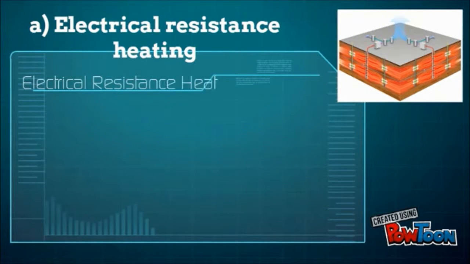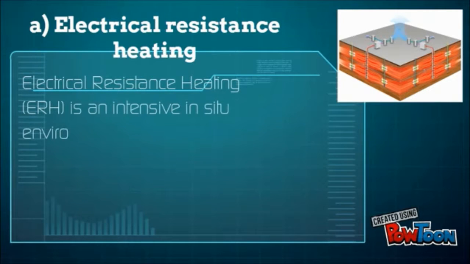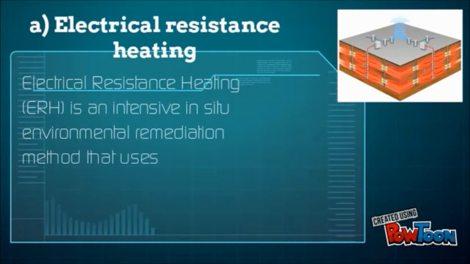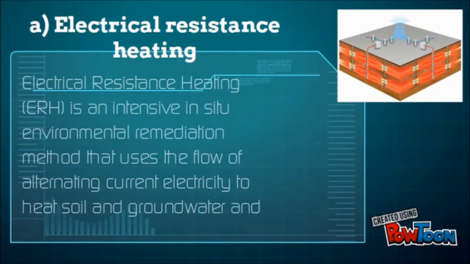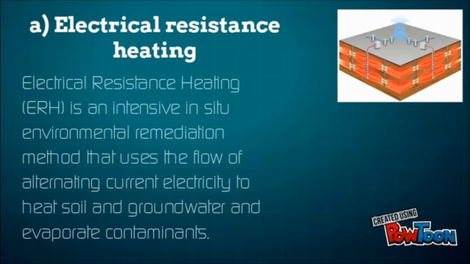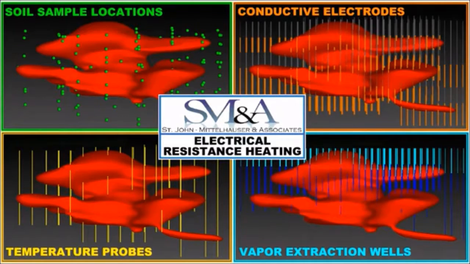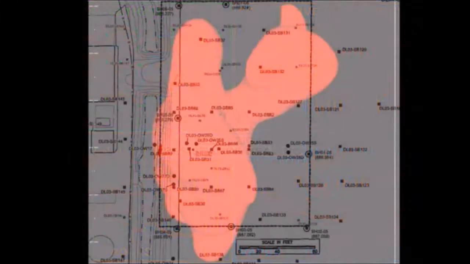Electrical resistance heating is an intensive in-situ environmental remediation method that uses the flow of alternating current electricity to heat soil and groundwater and evaporate contaminants. Electrical resistance heating, or ERH, is a technology used to remediate soil contamination from spills of volatile chemicals. This animation describes how ERH remediation systems are designed and operated.